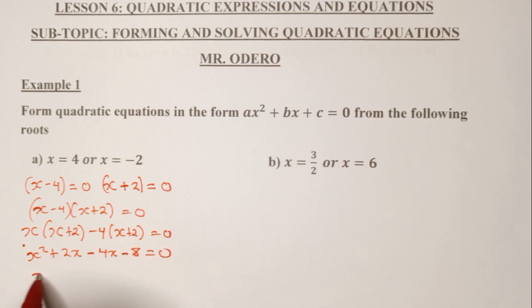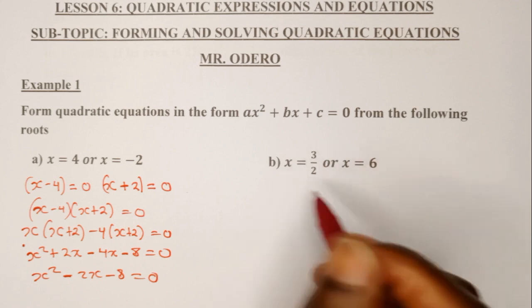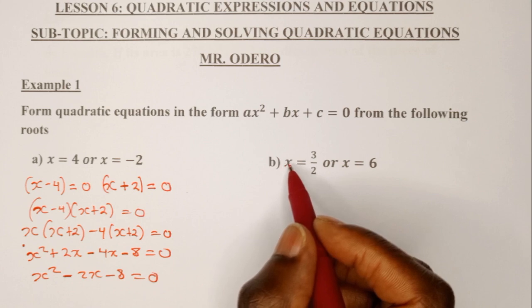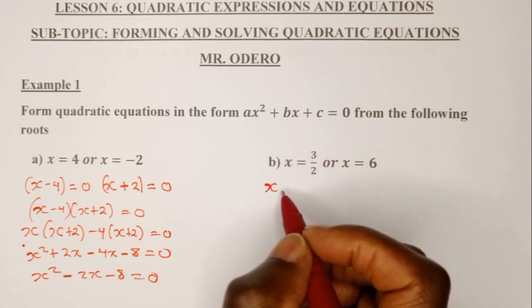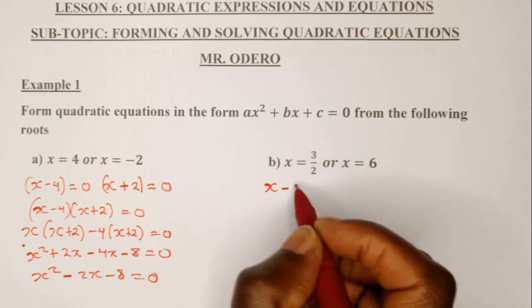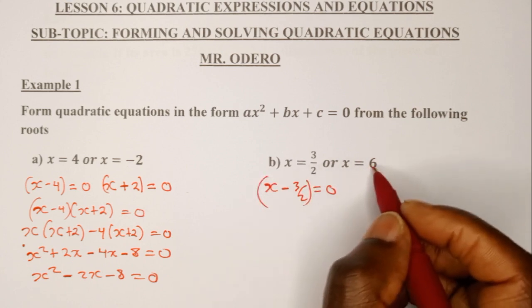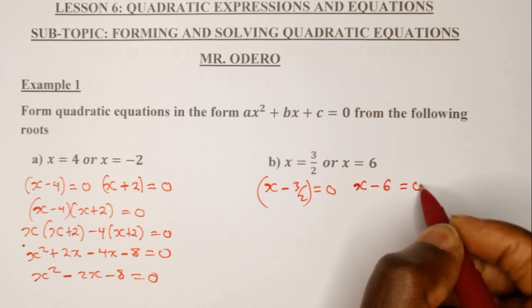So add these two, get x squared. Then plus 2x minus 4x, that will be minus 2x. Minus 8 equals 0, and that is the quadratic equation. B, I'm given these roots, so I do the same. Take this value to the other side of the equal sign, so you'll have x, so it is positive, now it becomes negative, so it will be x minus 3 over 2 equals 0. Put them under brackets. Then take 6 to the other side, this will be x minus 6 equals 0.